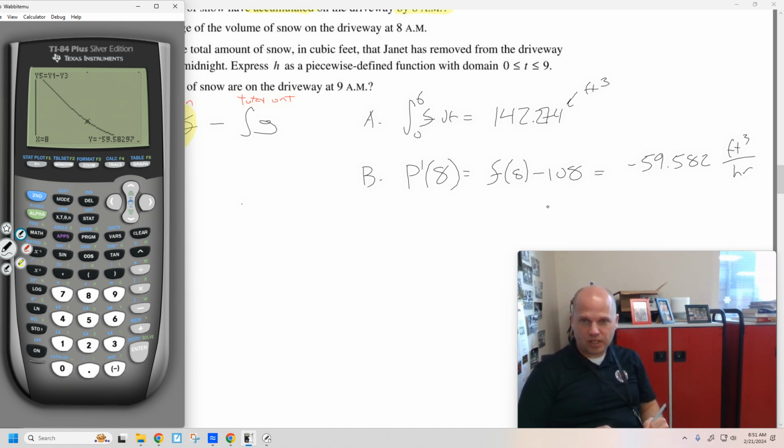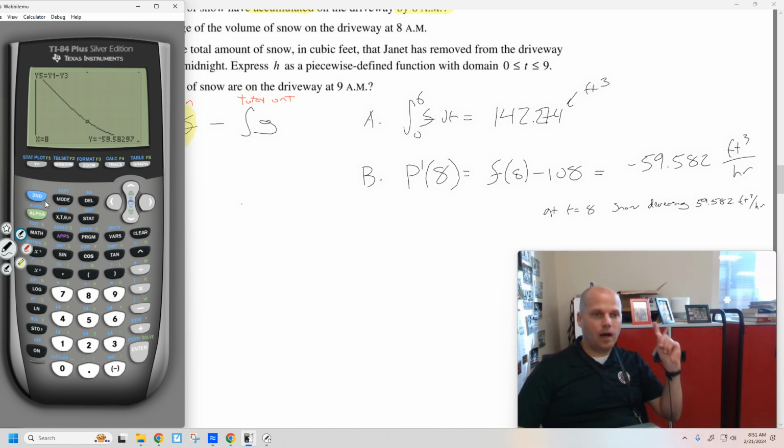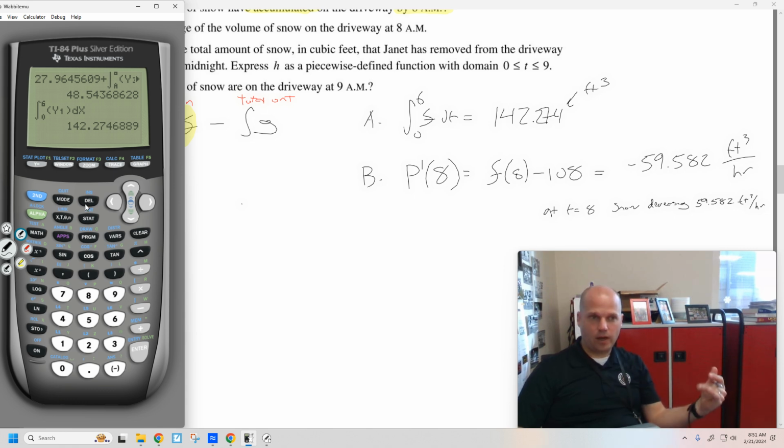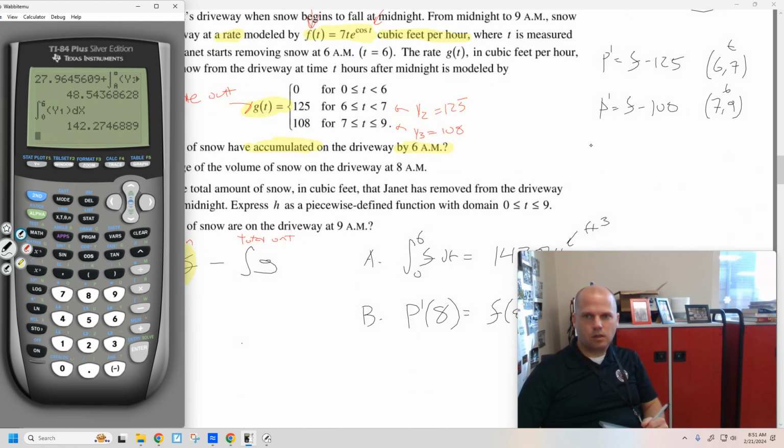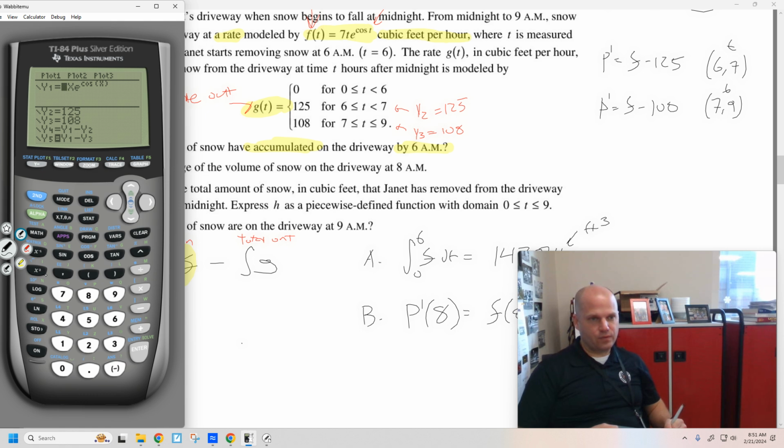So if you want to interpret this at t equals 8, snow is decreasing by 59.582 cubic feet per hour. Y's per x. One way. Here's another way. You know that Y5 is this P prime. You know Y4 is this P prime.